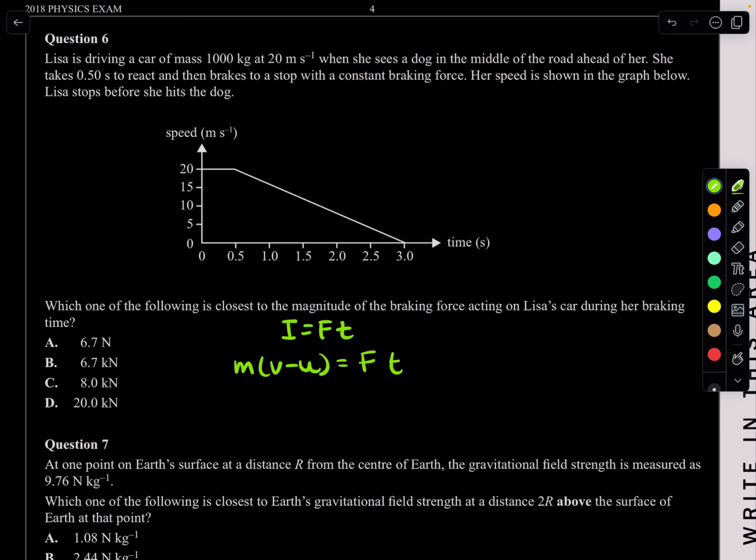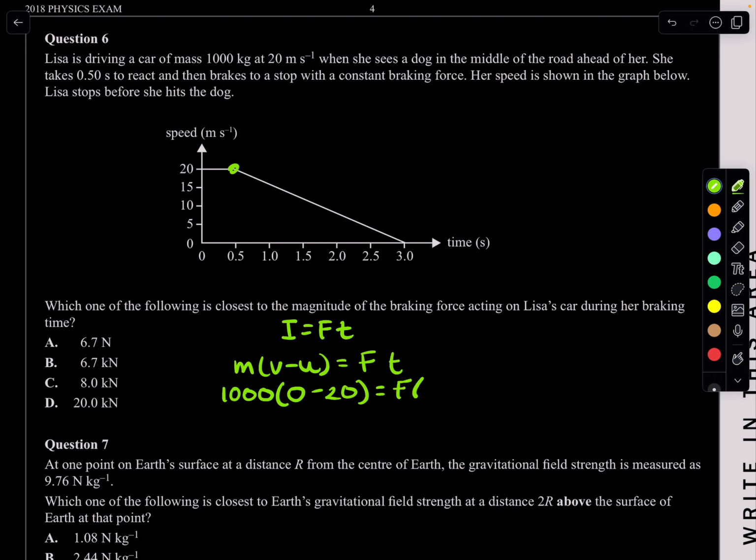Force times time. The mass is 1,000 kilograms. The velocity, what's her final velocity? It's actually 0 because she came to a full stop. As you can see, she started at 20 and took half a second to realize, damn, there's a dog in front of me. She slows down and her final speed is 0. 0 minus u. u is your initial velocity, which is 20 before she starts braking. So 20.